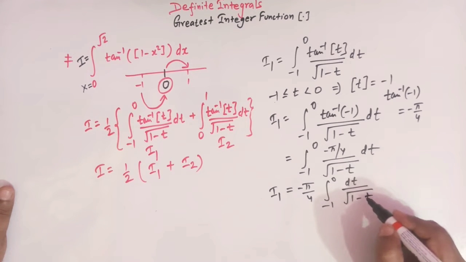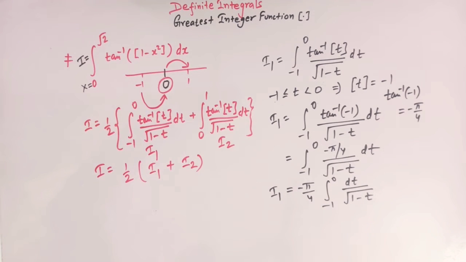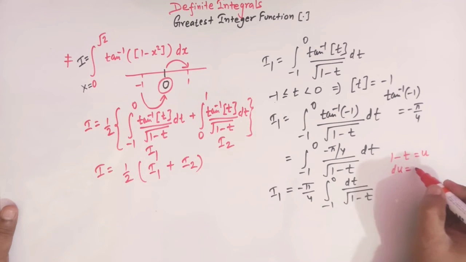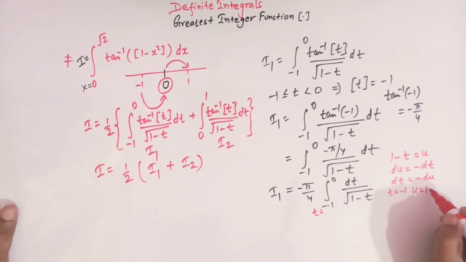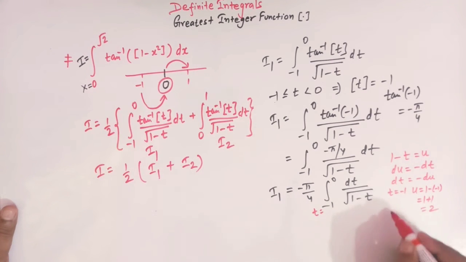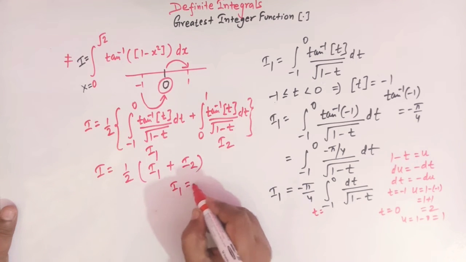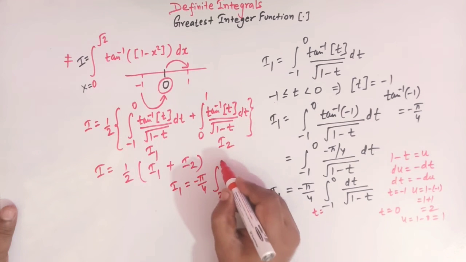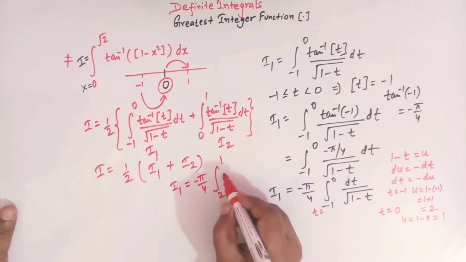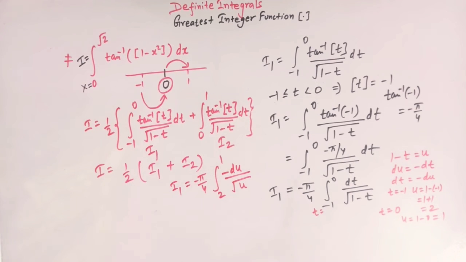So again we'll make use of the method of substitution, and what we will do, we'll take 1 minus t as u, so du is equal to minus dt, so dt is equal to minus du, and the limits of integration can be changed accordingly. So when t is -1, then u is equal to 1 minus -1, so this is 1 plus 1, that is 2, right? And when t is 0, u is equal to 1 minus 0, that is 1, right? So now I1 can be written as minus pi by 4, and we have the integral from 2 to 1, and for dt we can write minus du, and here we have square root of u, right?